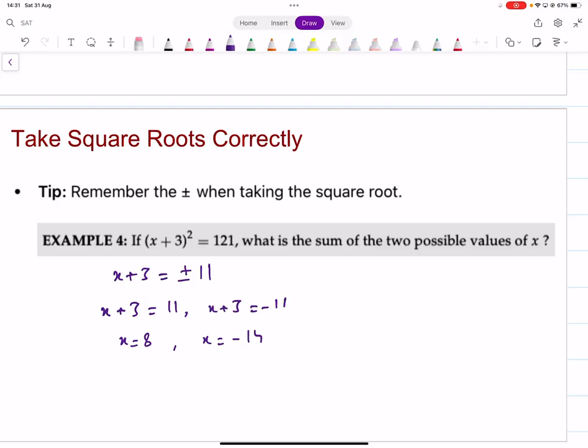But did they ask you for the solutions here? What's the final result that you write down there? They're asking you for the sum of the two possible values of x. What's the sum? Minus 6, right? 8 minus 14, that is negative 6. Make sense?